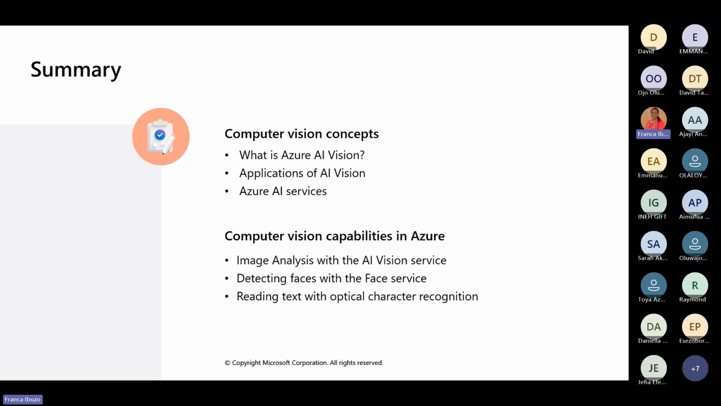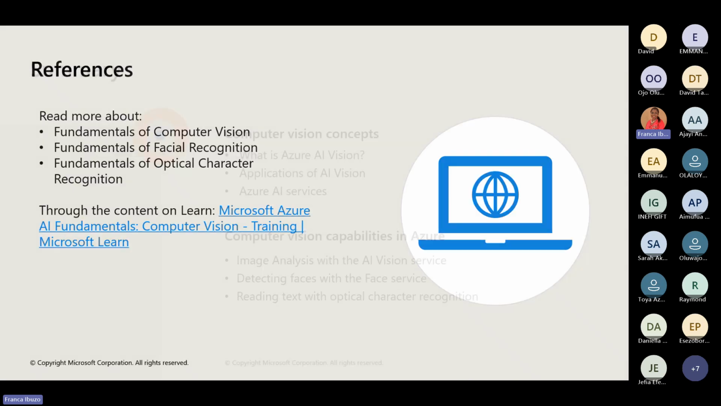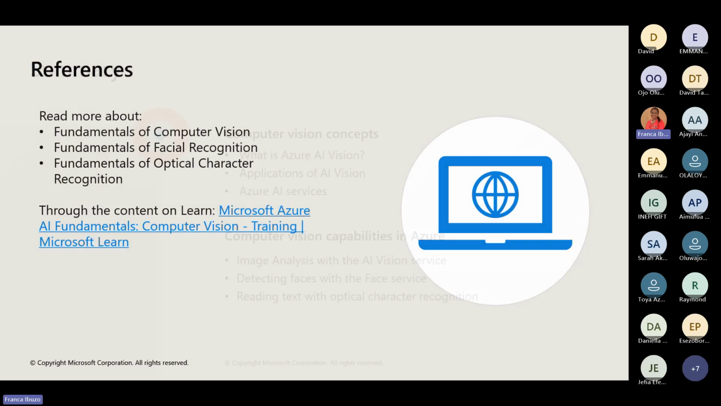And so in summary, what we've gone through is computer vision concepts. What is Azure AI Vision? Applications of AI Vision, Azure AI services, and computer vision capabilities in Azure. Image analysis with the AI Vision service, detecting faces with the face service, and reading text with optical character recognition, OCR. Okay, so this is module 2 for you.